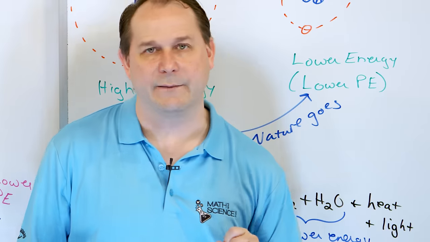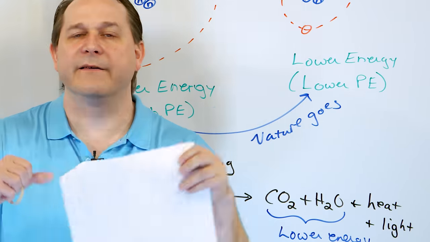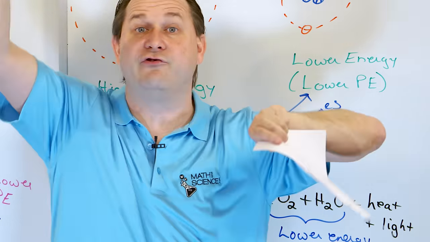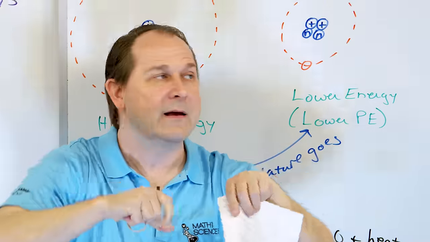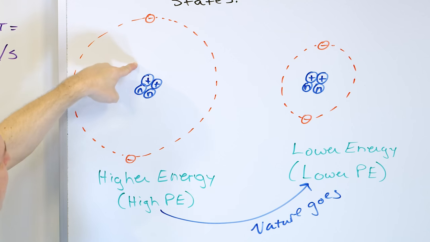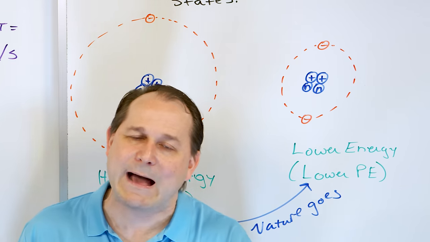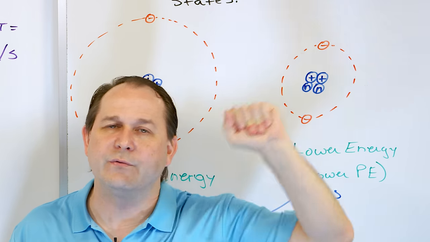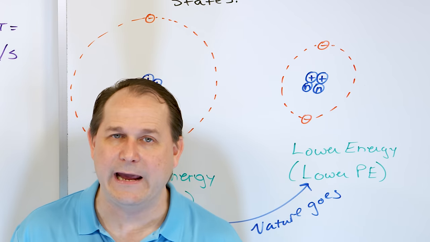And then light comes out. The light comes out because of the electrons moving around. When the electrons jump up and down from their orbits, like we talked about here, when an electron starts from here and goes down, it loses energy. And what happens when it loses energy? A little photon of light comes out. We see that in a campfire.